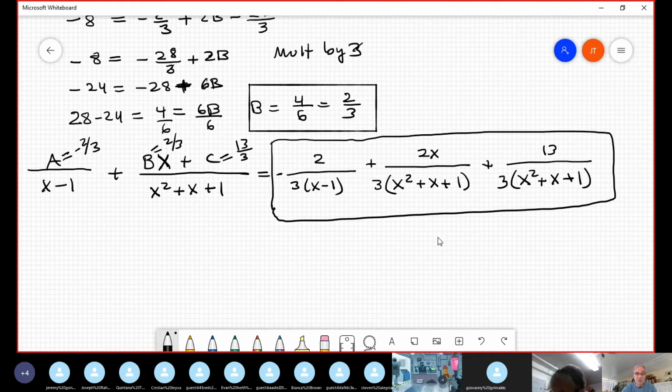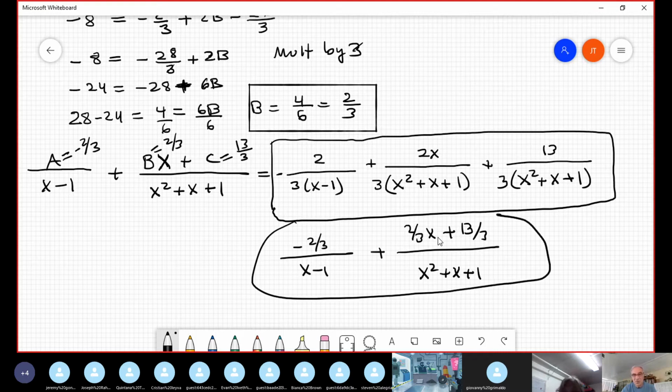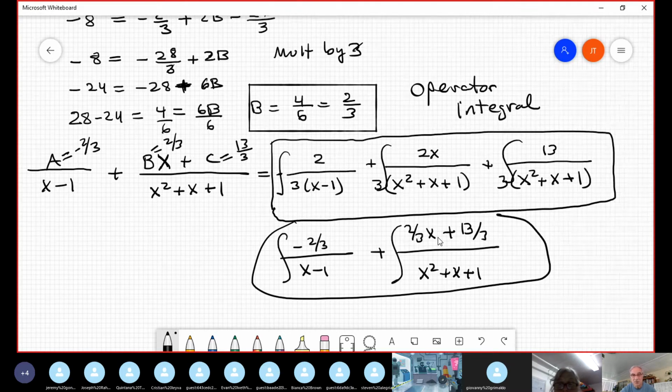Some people prefer fractions. Okay, no problem. Some people prefer in that way, minus 2/3 over x minus 1, plus 2/3 x plus 13 over 3 over x squared plus x plus 1. This is another possibility, but it's not good for calculus because you need to break it down. Remember, calculus uses this partial fraction decomposition to apply one operator. It's integral. You don't know this, but it's not important. This integral you apply here, independent, here and here. In this case, this is easy. It's almost the same, but this is not easy. It's more complicated. In this case, separating more is easier.